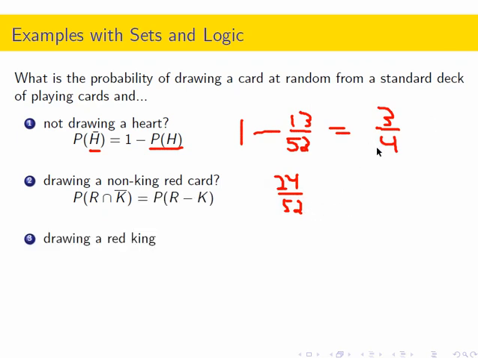Okay, so what about drawing a red king? All right, well now we're talking about the intersection of all the red cards and all the kings. Okay, well there are 4 kings. It's a pretty small set, and half of them are red. So now we're talking about the probability being 2 over 52 or 1 over 26.